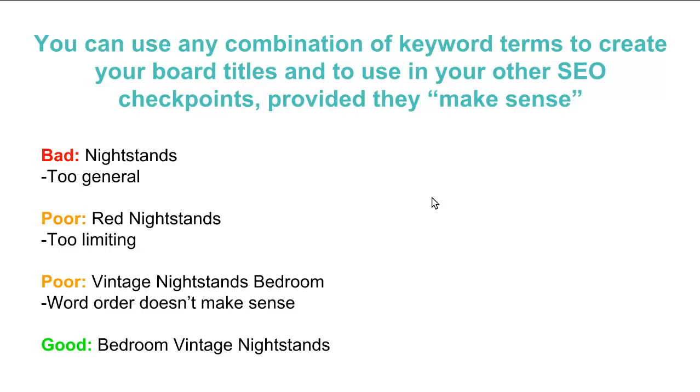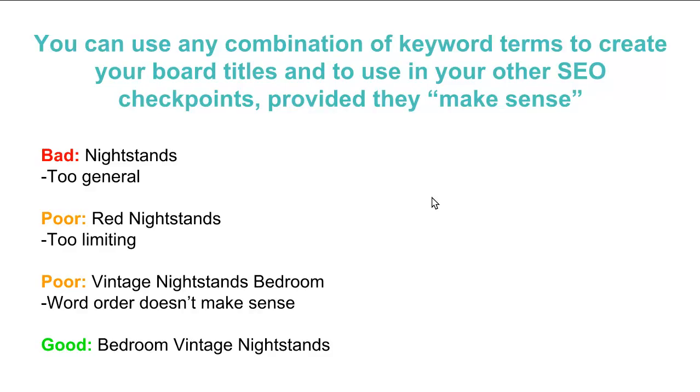So for instance, when I was talking before about the furniture arrangement, living room, fireplace, you wouldn't use that as a board title, even though all the keyword terms are there. You might use something like living room furniture arrangements or living room furniture layout. And then you might use the word fireplace somewhere in the description to kind of bring that keyword into your SEO. For other examples, you wouldn't just title a board nightstands as bad SEO because it's one word, it's not a long tail keyword, and it's just too general.